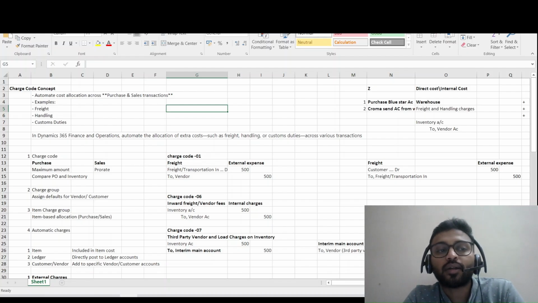So those charges are part of that particular purchase and sale transaction. To accommodate those charges in the system, we have a charge code. So that is the concept of charge code in the system.